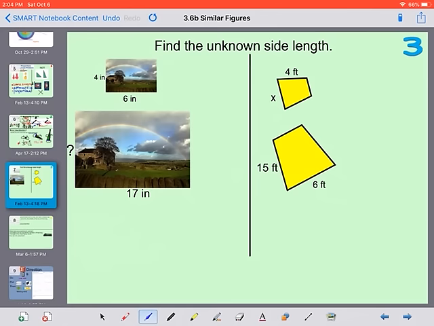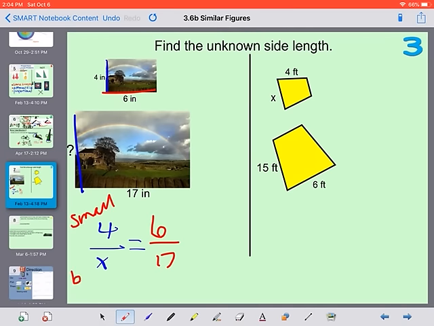I'm going to set a proportion to find this. If I'm doing the tall side here, I'm going to have to set it in proportion to the tall side there. So 4 over, I'm going to say x, is in proportion to 6 over 17. If you had done the big picture to the small picture, you will get the same answer in the end, as long as you set them up same pattern each way. I put the small on the top and the big on the bottom.